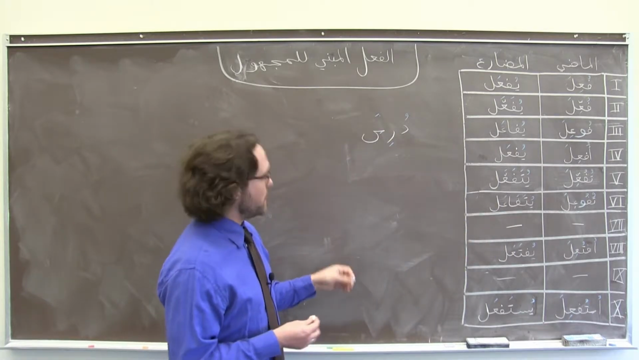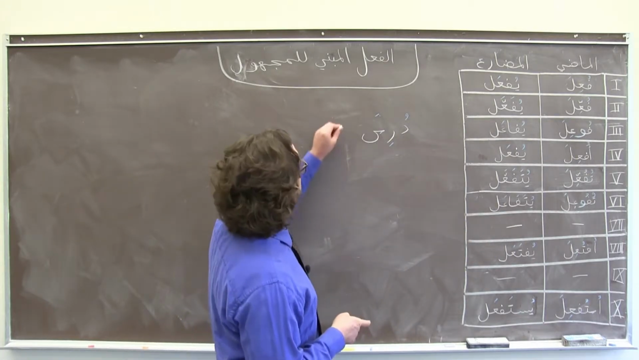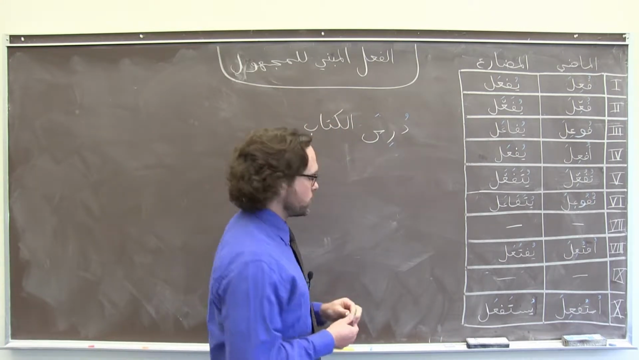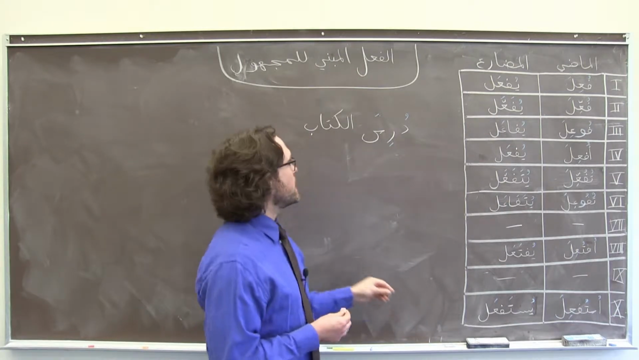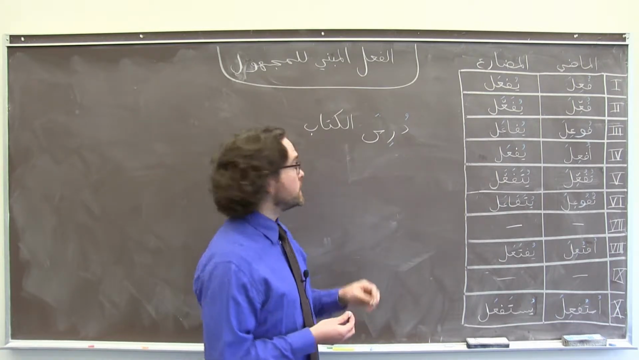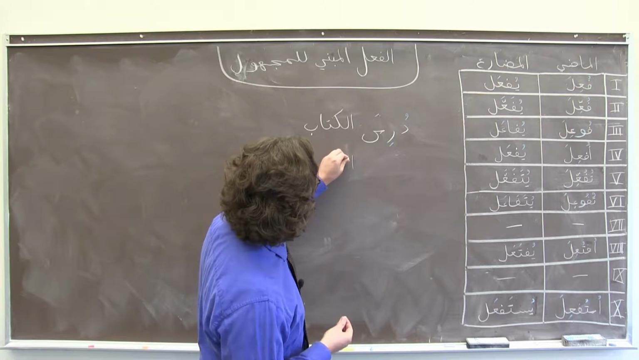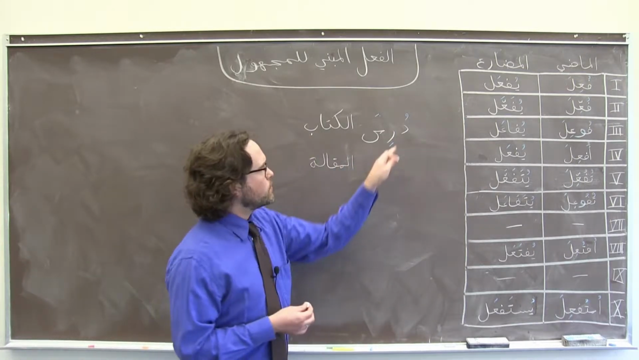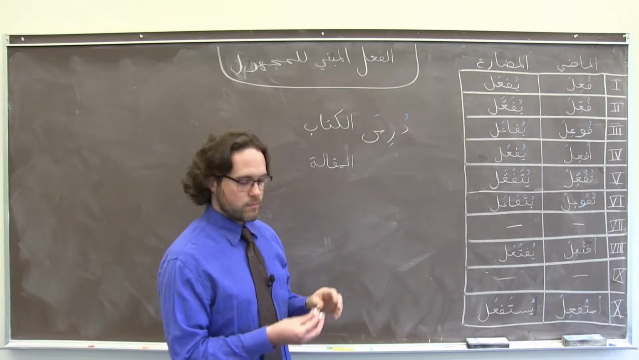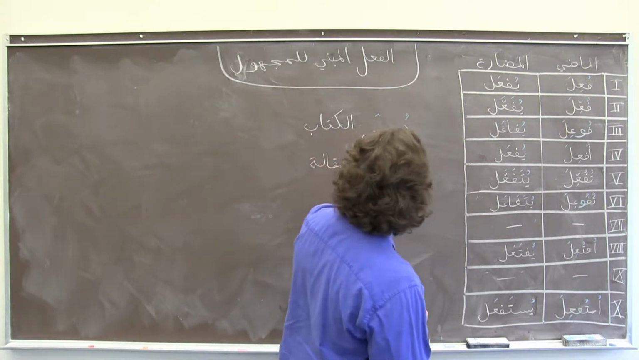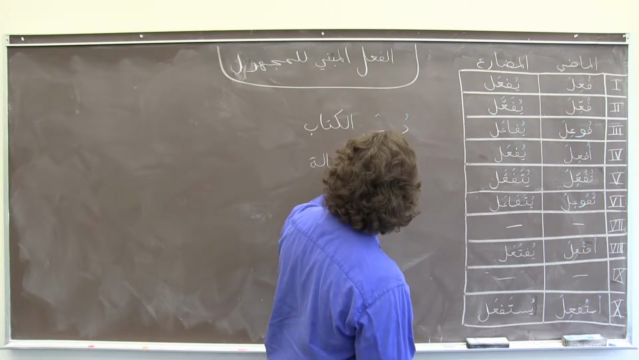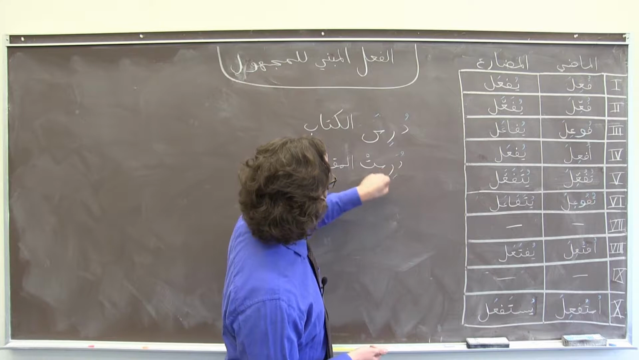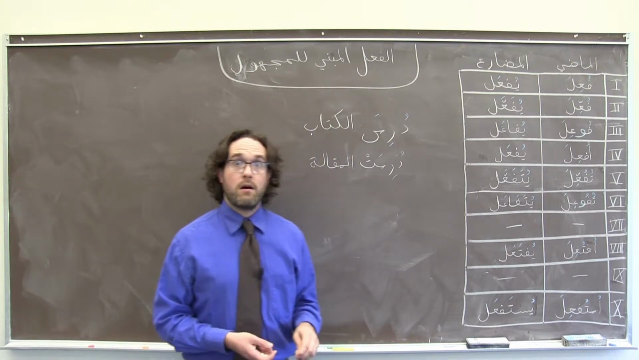So, for example, I could say the book was studied, durisa al-kitab, or we could say the article was studied instead. Article is maqala, which is feminine, so I'm going to take the same vowels that I use for the passive tense, but conjugate it in the feminine. So I get durisat al-maqala.